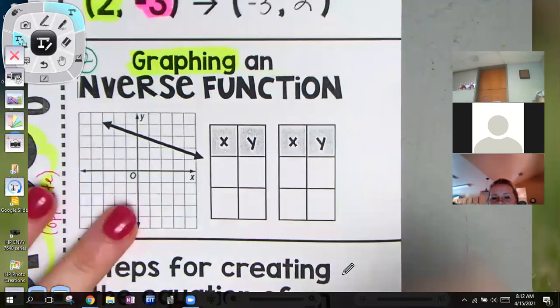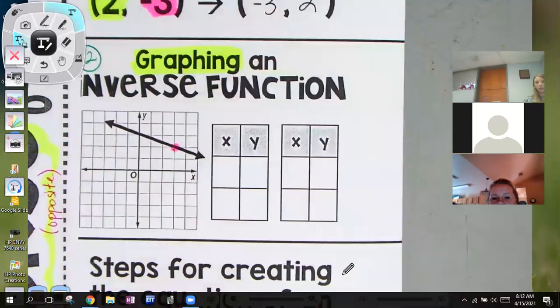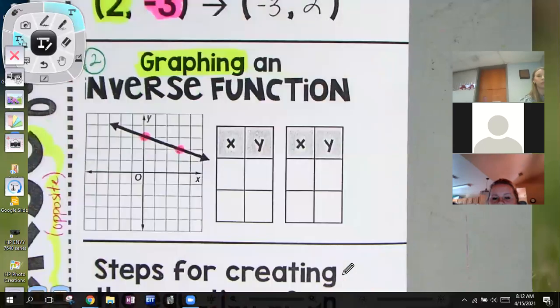3, 2. Okay, so I'm graphing that point. Wait, what was the question? Any coordinates that the line is perfectly going through. And 0, 3. Those are the only two it's perfectly going through. Okay.